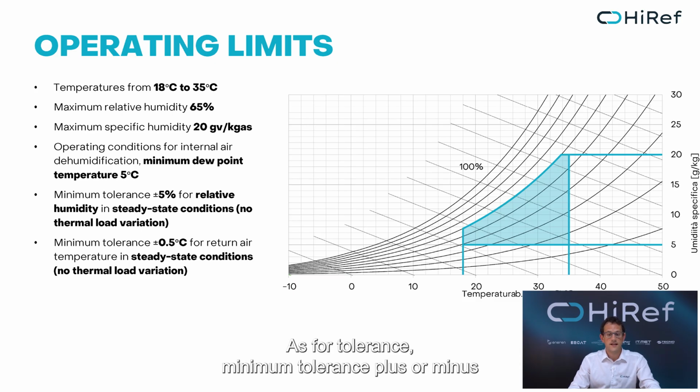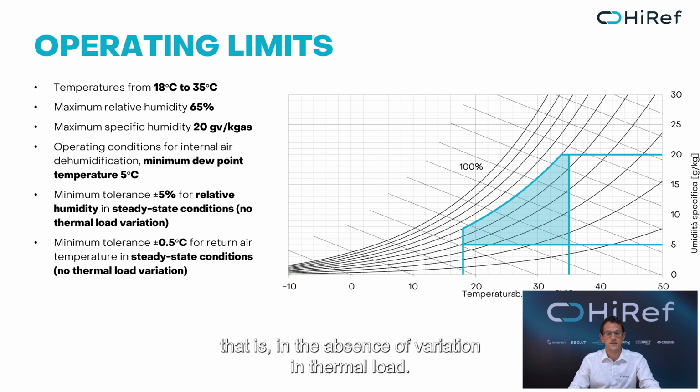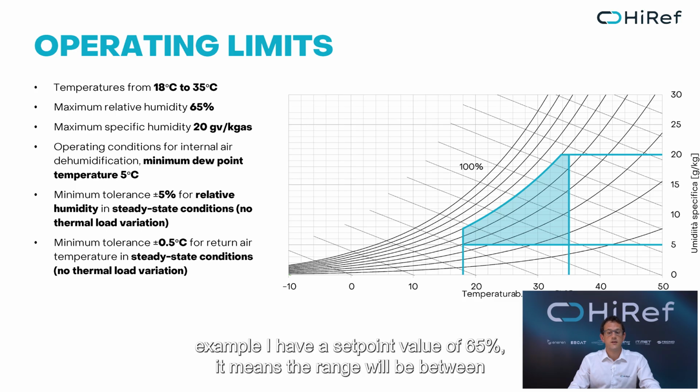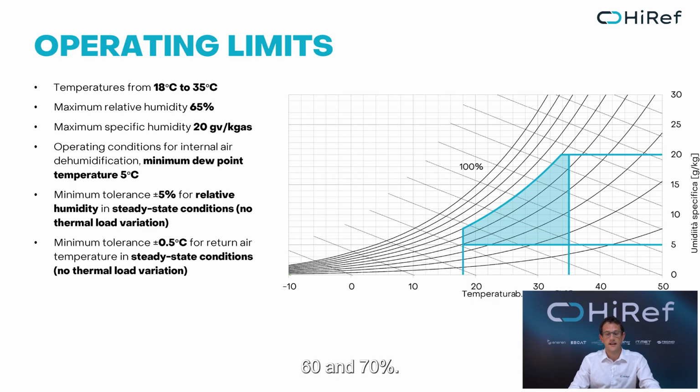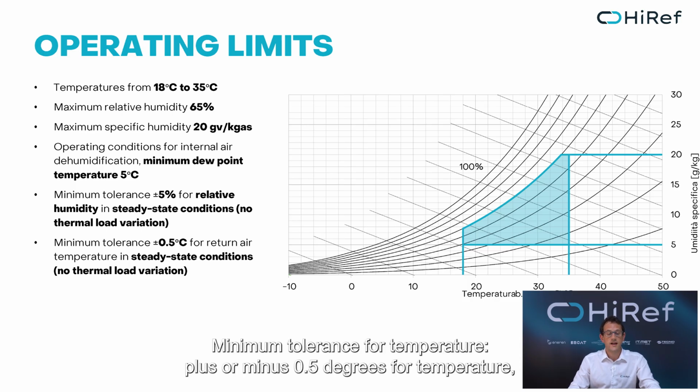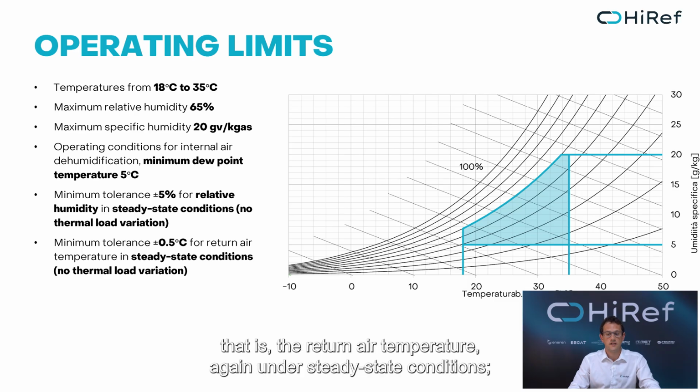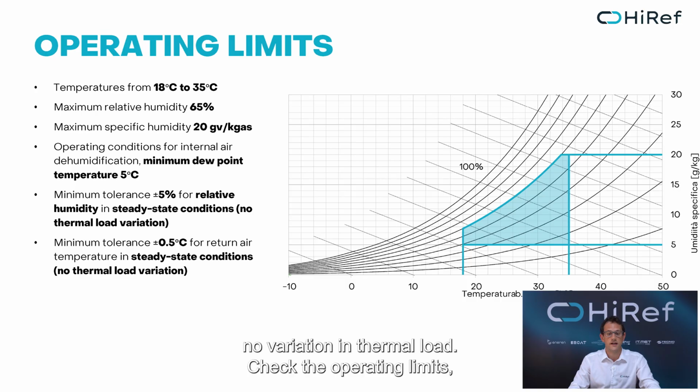As for tolerance, minimum tolerance plus or minus 5% of relative humidity under steady state conditions, that is in the absence of variation in thermal load. So if, for example, I have a set point value of 65%, it means the range will be between 60 and 70%. Minimum tolerance for temperature plus or minus 0.5 degrees, that is the return air temperature, again under steady state conditions, no variation in thermal load.